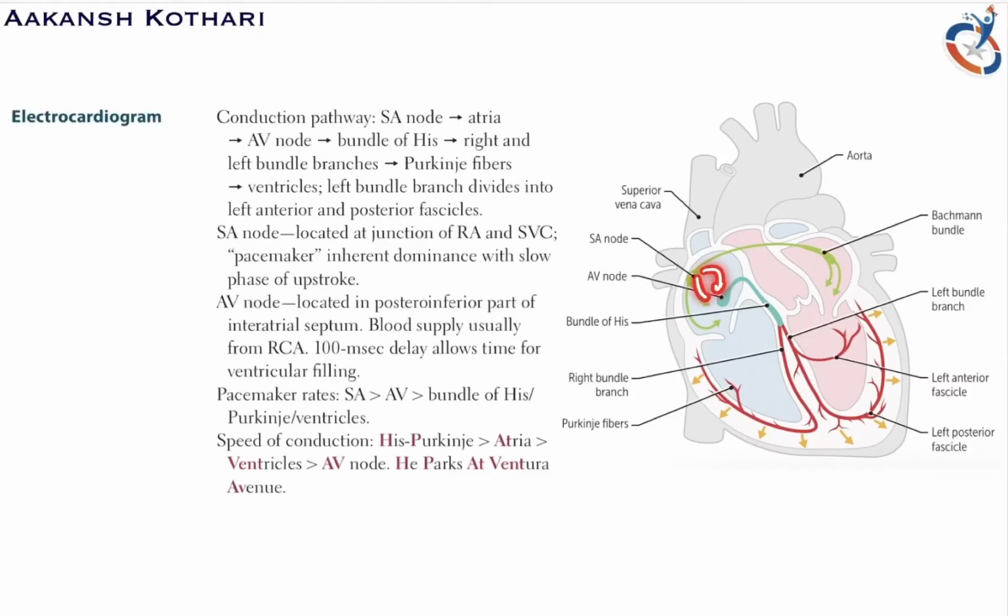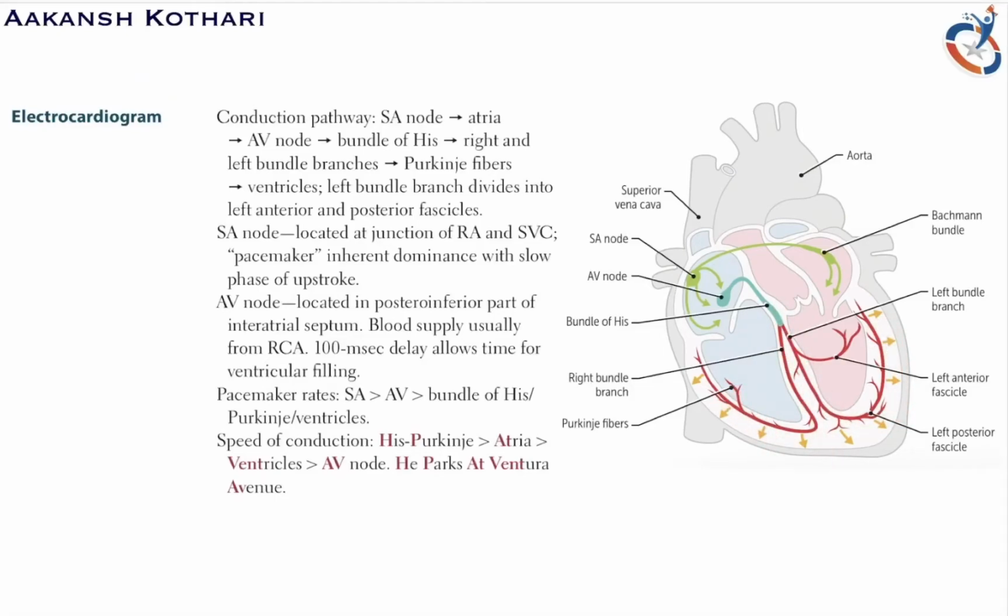Now from the SA node, the impulses travel to the atria, that is the left and the right atrium, and then from the atria it travels to the AV node, that is the atrioventricular node. SA node is the sinoatrial node. So from SA node to atria, from atria to AV node, and from the AV node it goes into the bundle of His, right? From the bundle of His, the electrical impulses are transmitted to the right and left bundle branches.